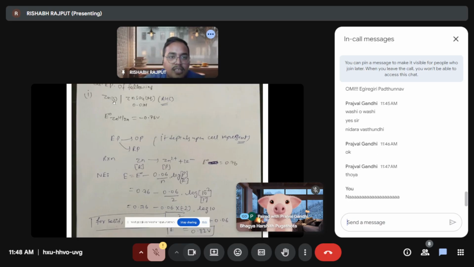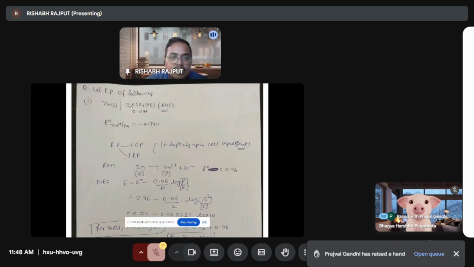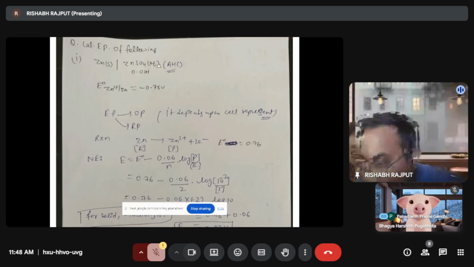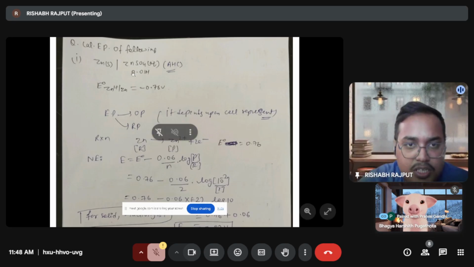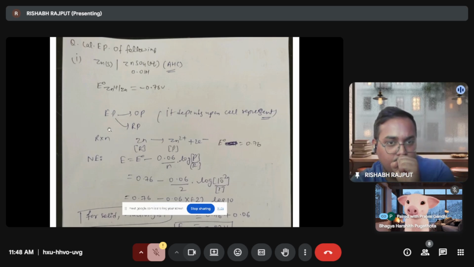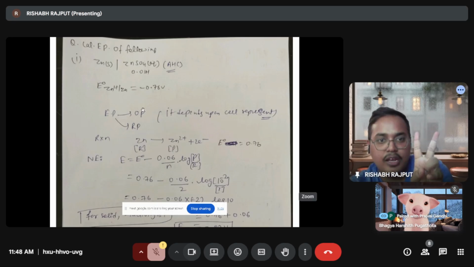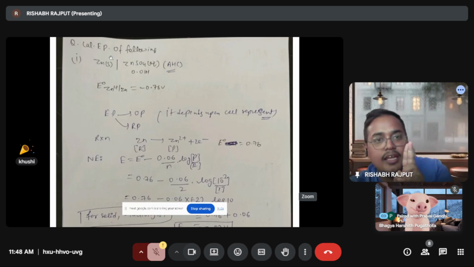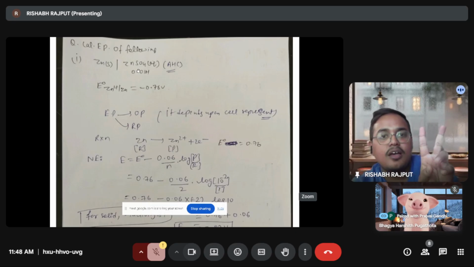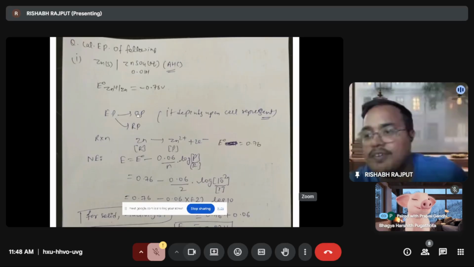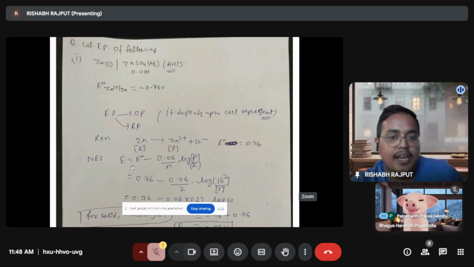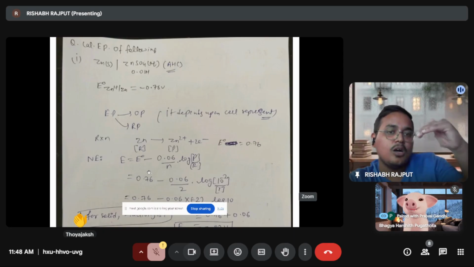Please see. They give you solid zinc and an aqueous zinc sulfate solution, and the zinc sulfate concentration is 0.01. They ask for the electric potential. Electric potential value is of two types: oxidation value and reduction value. But in a chemical reaction, they represent oxidation value, so you have to find the oxidation value only, not the reduction value.